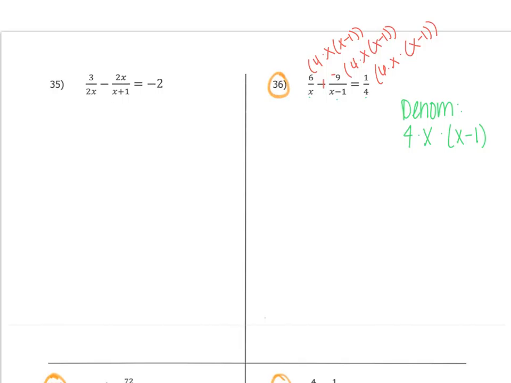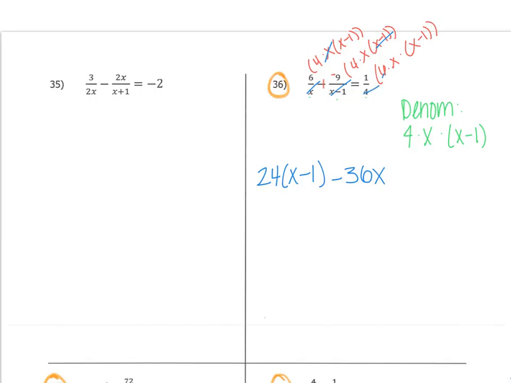Doing that, remember, helps us cancel denominators, and the reason we multiply by everything is because we see an equal sign. So in the first fraction, x's cancel. So now we have 6 times 4 times x minus 1. So that means 24 times x minus 1. Then we have x minus 1's canceling. So negative 9 times 4 times x. That should be negative 36x.